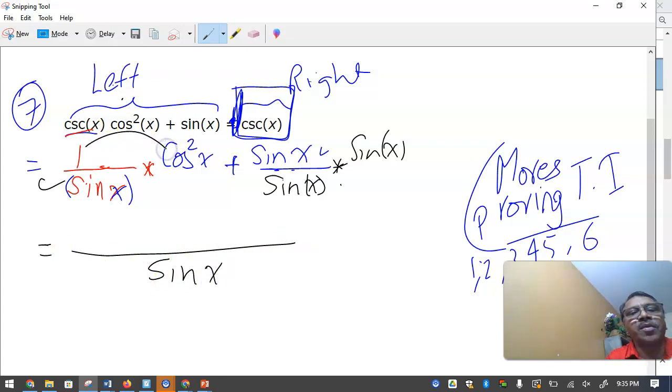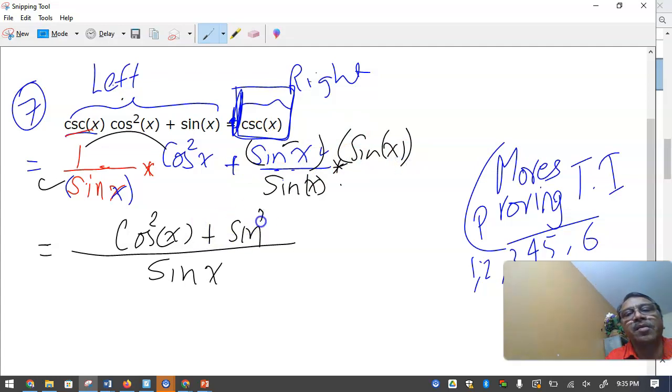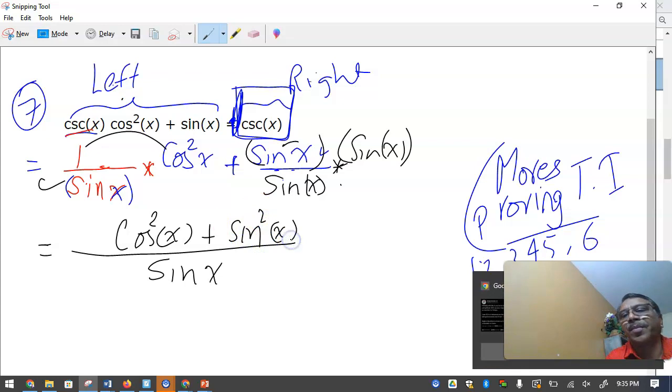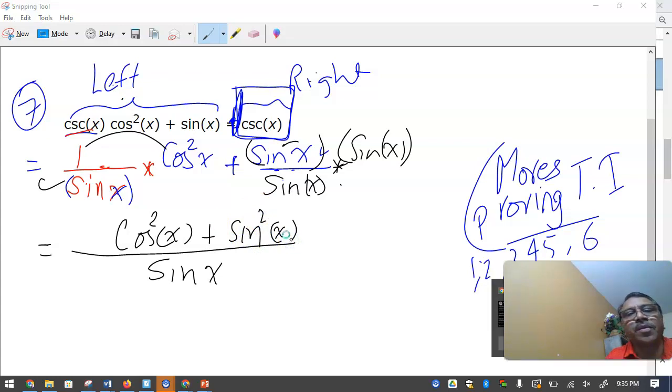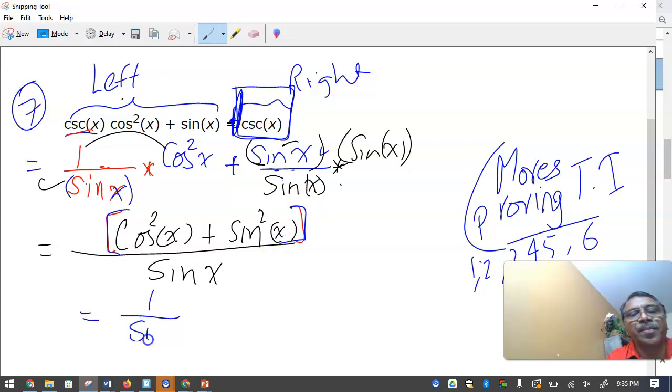And this 1 times cosine square will be cosine square of x, and then plus this sine x and this sine x together will be sine x the whole square, which can be written as sine square of x. Then the numerator reduces, using the Pythagorean identity, to 1, because cosine square plus sine square is always 1. So we get 1 over sine x.